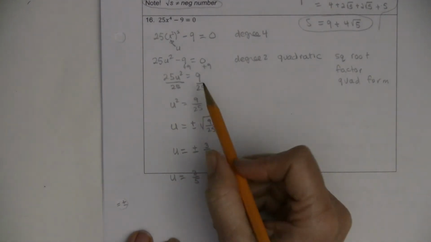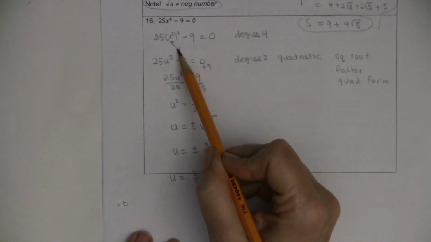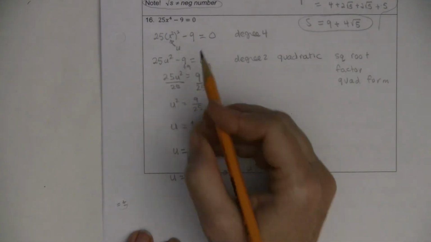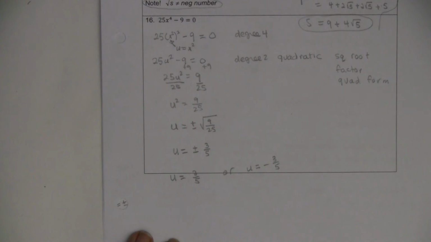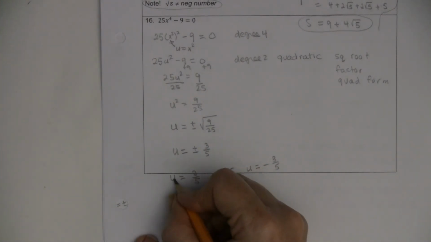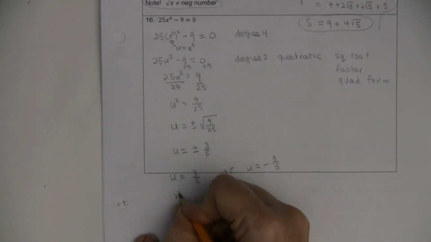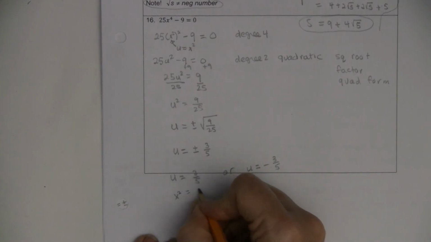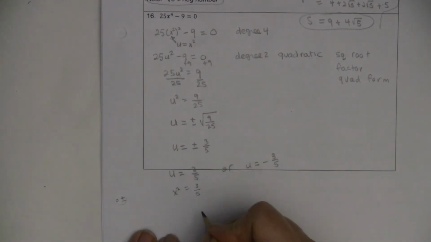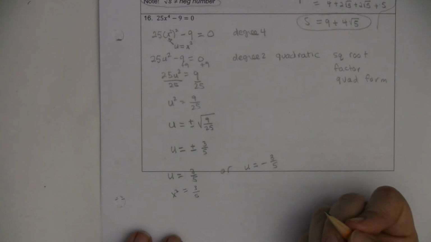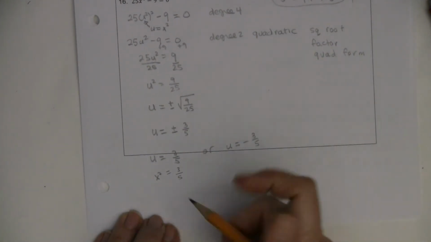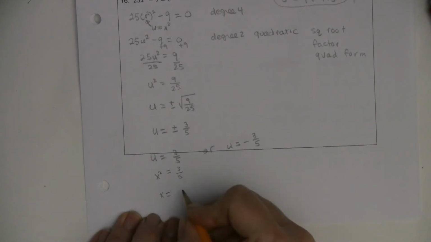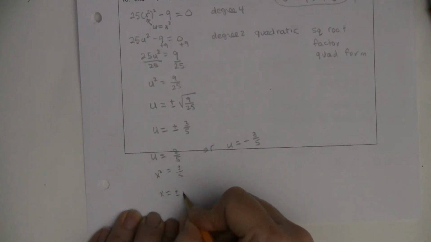And I'm going to turn this back into x's. So remember we said that u was x squared. So that's what we're saying here. Replace u with x squared to go back to x's. So x squared equals 3 over 5. Well, it's another square root one where I can use the square root property, right? And so this is going to be x equals plus or minus the square root of 3/5.